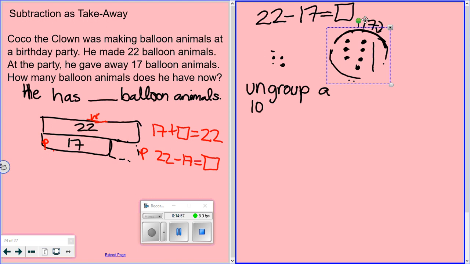4. Not 4. The 3. Marley? 5. There's 5 left. So I started with 22. I took away 17 and put them over here. And I have 5 left. Does that make sense? Yes. Kind of, sort of. All right, we're going to keep using this strategy.